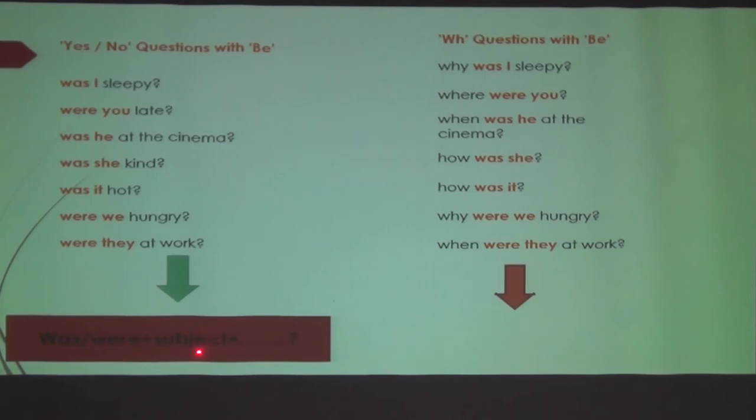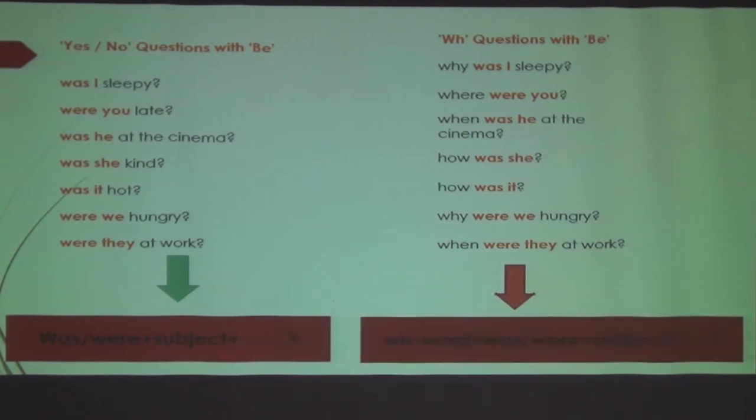It's was or were plus subject plus, could be, a complement, an adjective or a noun, etc. So we don't have a verb in this space, no verb. We have a complement. For the second one, for WH questions with the verb to be, we have why or where or when, how, why, when, depending on your intention.